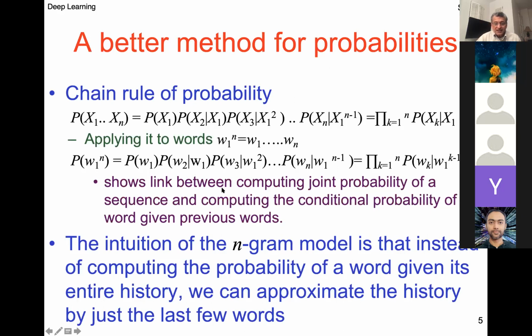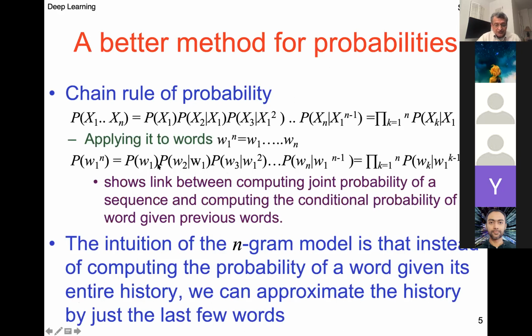It shows the link between computing the joint probability of a sequence, and computing the conditional probabilities of a word given previous words. This is the marginal of the word: how often does that word occur? This is given that the word has occurred, so this is called a conditional probability. So the joint probability becomes a product of the conditional probabilities. If you want the probability of any sequence, you would need all these conditional probabilities.